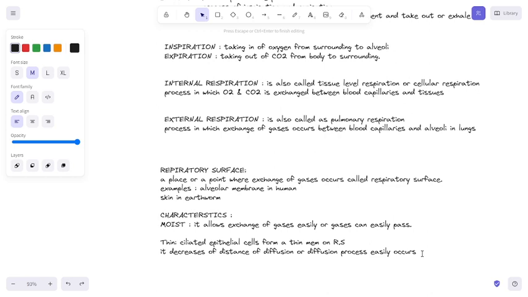Now the third is permeability. The permeability of the respiratory surface shows that it is permeable to gases. Which gases? O2 and CO2. So it is permeable to gases such as O2 and CO2. This is important.